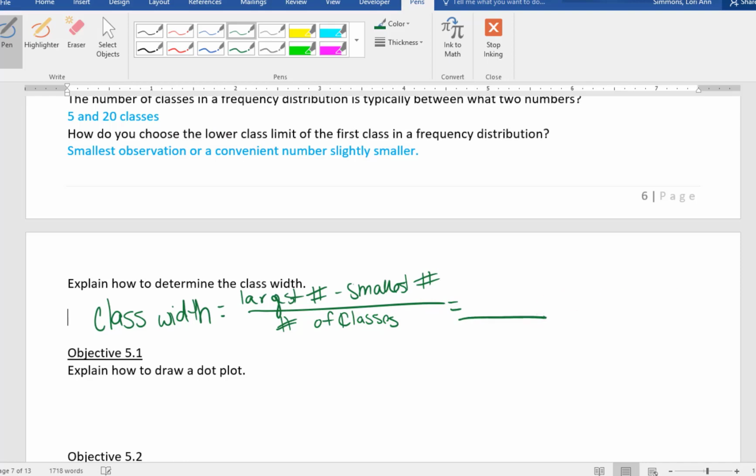You can choose to round up. You don't round down, because then you aren't going to have the number of classes that you want. So either keep the number the same or round up to the nearest integer.